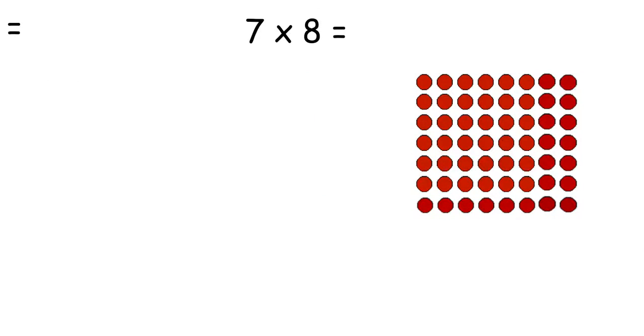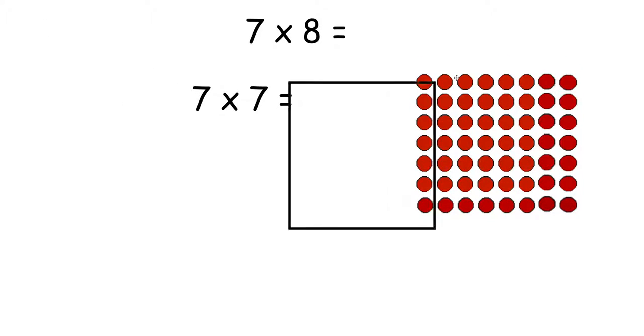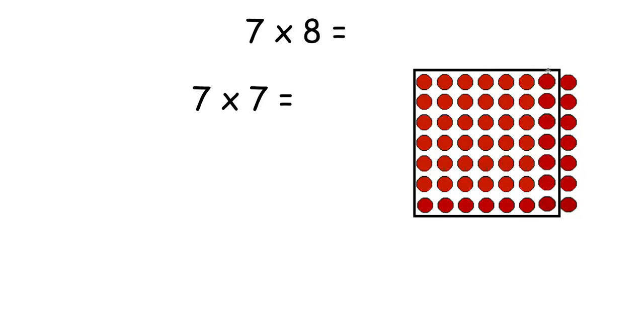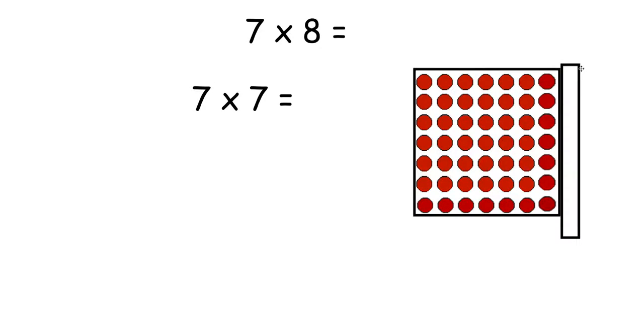7 times 8. What are we going to do? That's right. Think of it as 7 times 7, which is a square. And we temporarily forget about that extra column, that 8th column. And 7 times 7 in a straight line, 7 times 7 is 49.